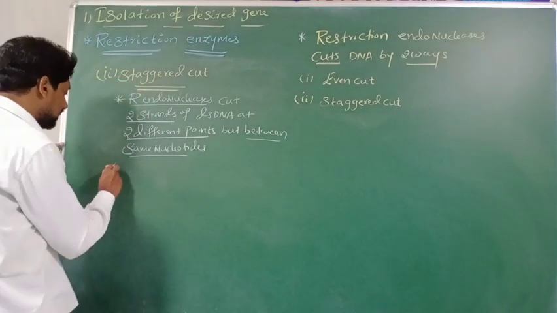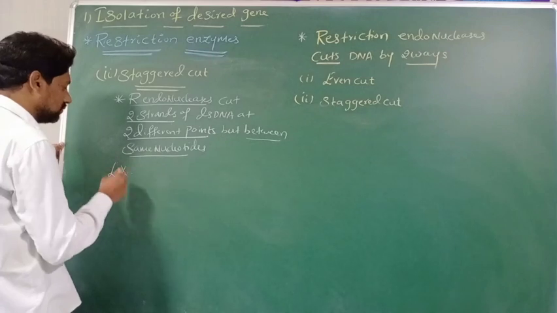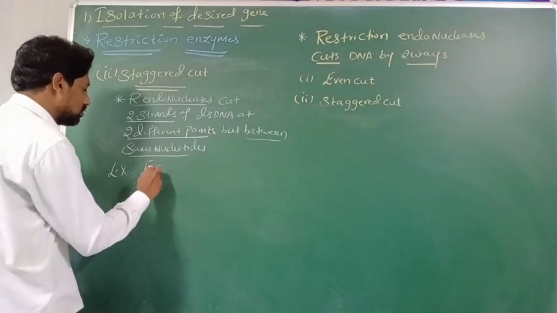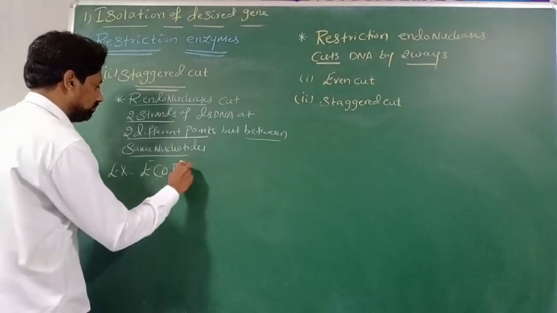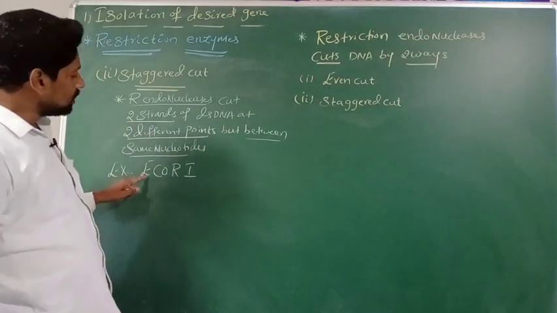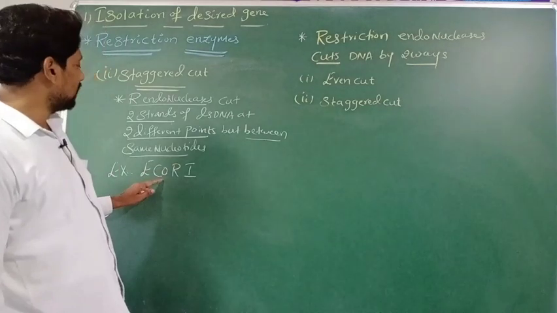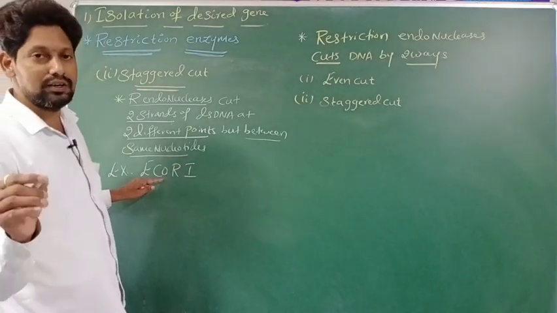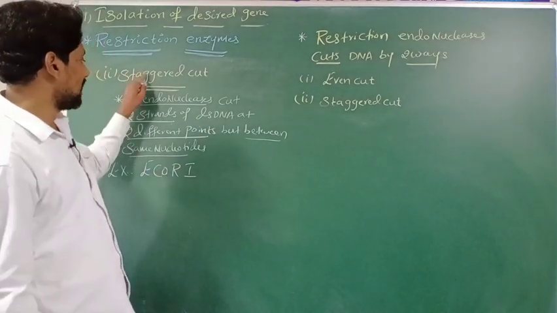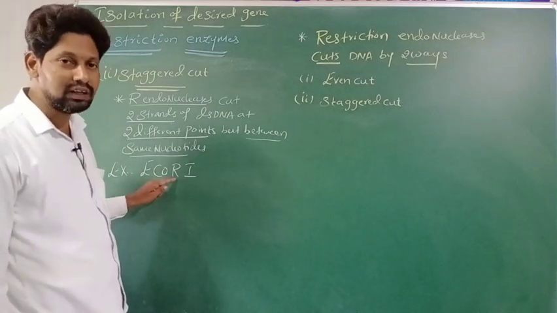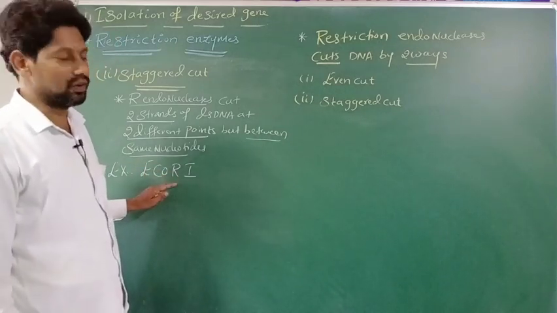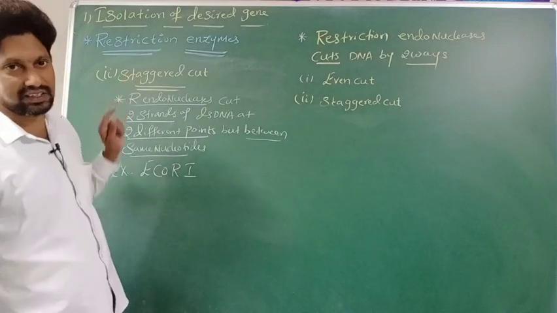Staggered cut. For example, take EcoRI. What is it? EcoRI is a restriction endonuclease which makes a staggered cut. EcoRI is a restriction endonuclease which makes what? A staggered cut. Is it okay?